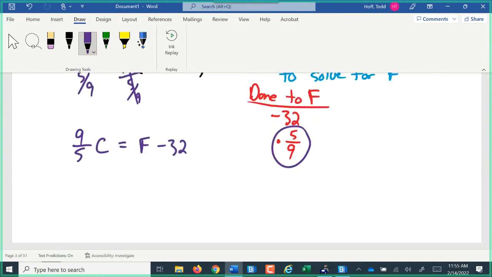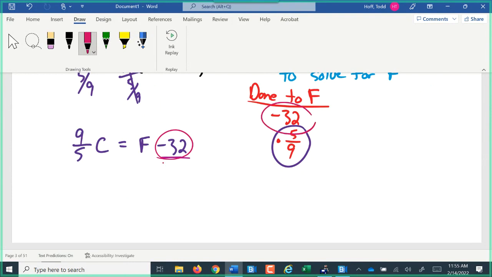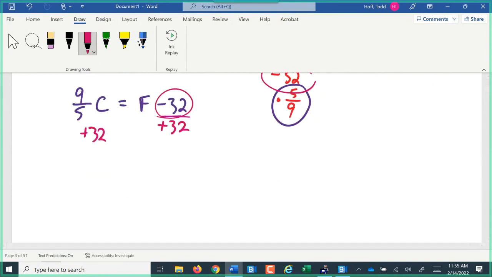Now the last thing we need to do here to solve for F is to get rid of the minus 32. To get rid of that, we're going to add 32. Now on the left side, 9/5 C plus 32. We can only add things that have the same name. Because the 9/5 C has a name of C and the 32 has a name of ones, we can't combine those any further. That just simply becomes 9/5 C plus 32. On the right side, the 32's cancel out, and that is just F. So now we have a formula that is solved for F.